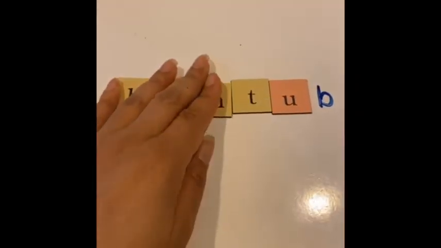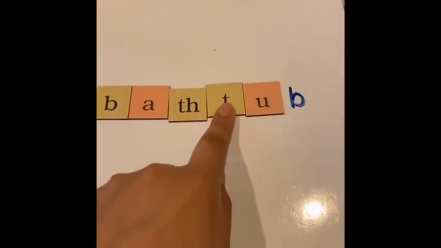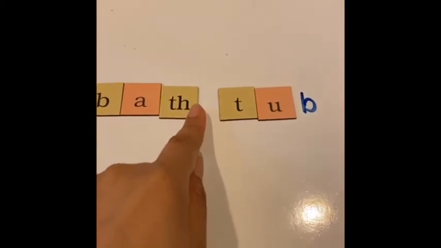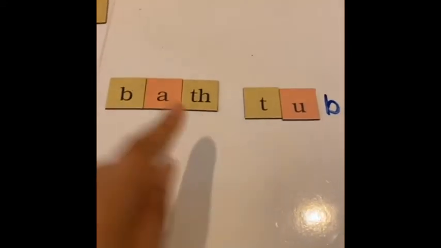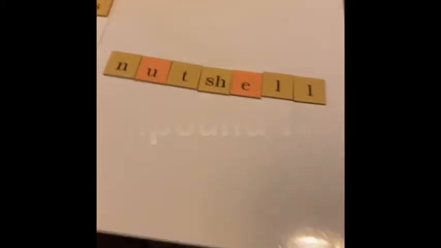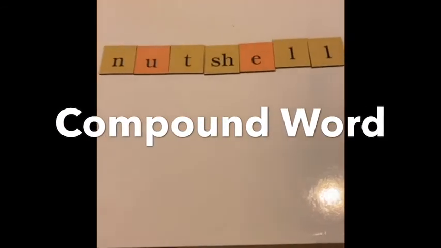Identify the vowels. There's 1, 2, 3 consonants in the middle. Separate the digraph, keeping it together, and close the first part, or the first syllable. Bath, tub. Compound word means there's two real words that form one bigger word.